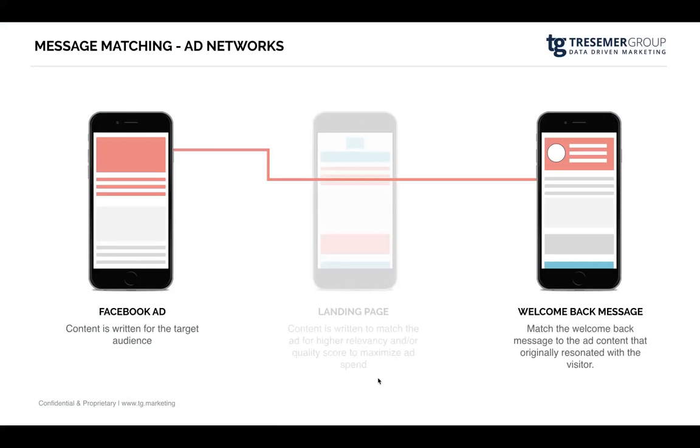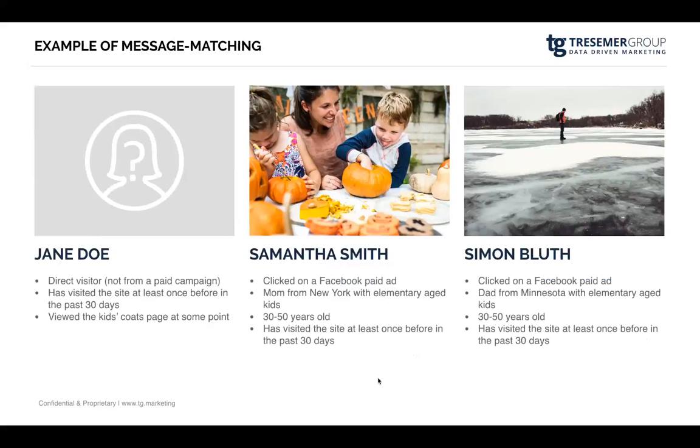So let's look at an example of what message matching may look like. In this example, we're running a kids winter coat campaign. So we're using Facebook ads, and we are targeting moms in New York and dads in Minnesota. We noticed early in this campaign that we didn't have a lot of sales on that first visit, but these groups were returning within 30 days to browse the site again. So the first visitor, Jane Doe, could be a direct visitor. Don't have a lot of information on her other than she's visited the site at some point in the last 30 days and viewed a kid's coat page.